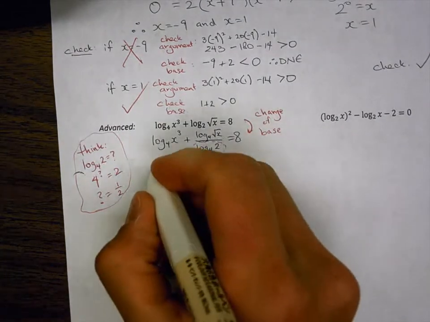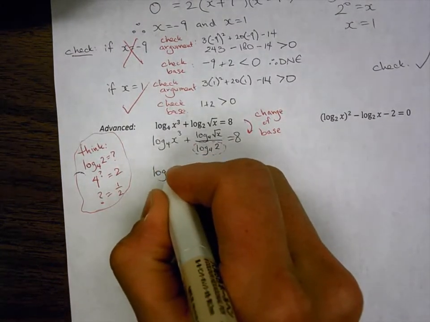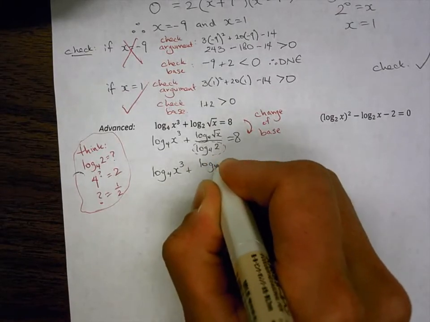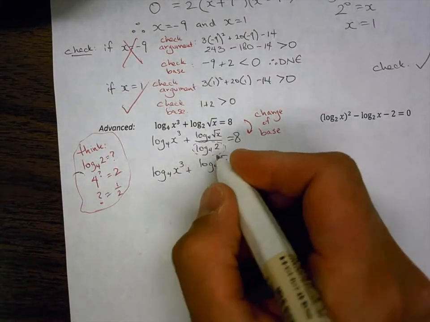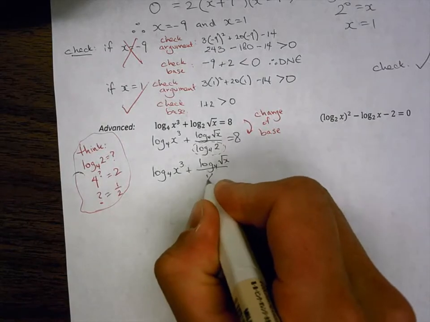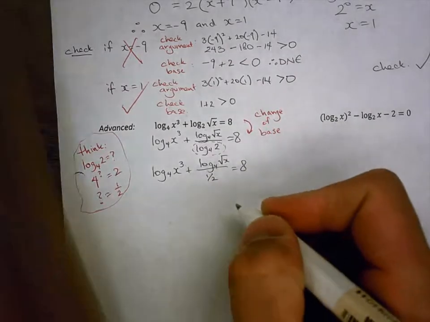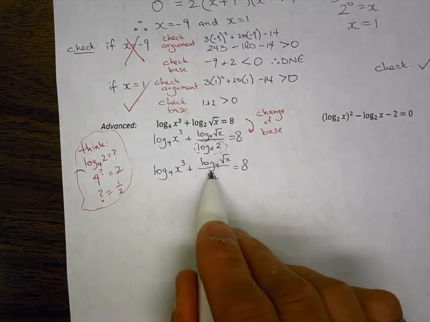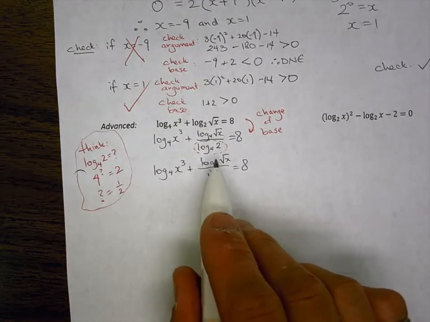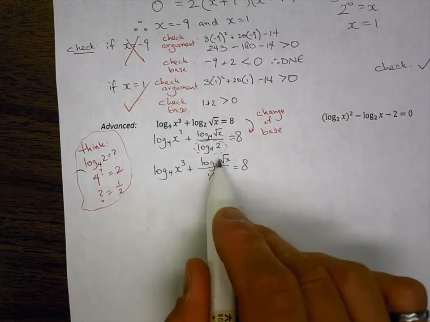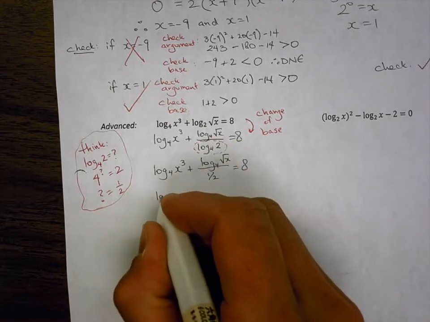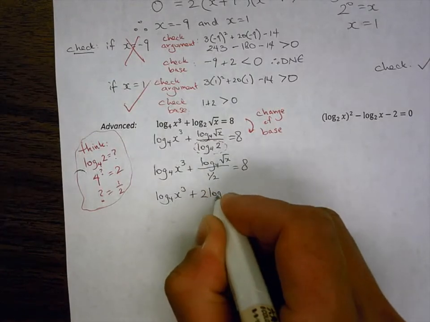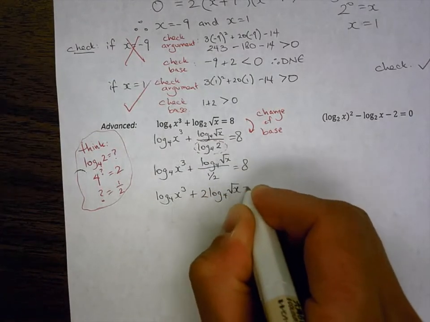So I'm going to replace that value for that log expression with half. Now, I'd like to combine these. Let me try to get rid of this half. I mean, something over half, I can take the reciprocal. So I'm going to end up with log base 4 x cubed plus 2 log 4 root x equals 8.